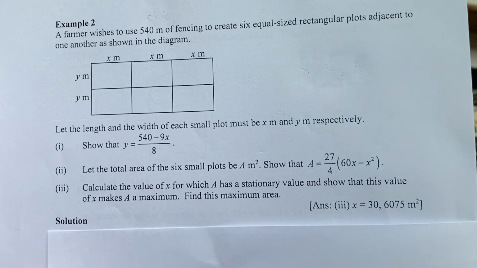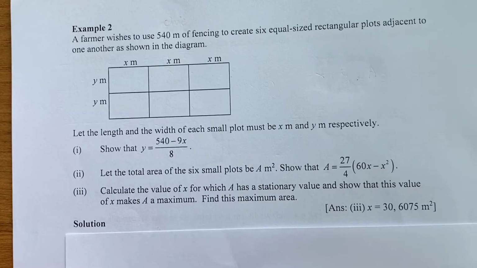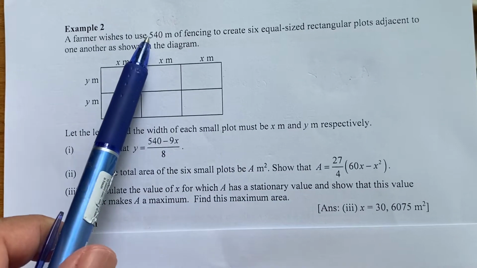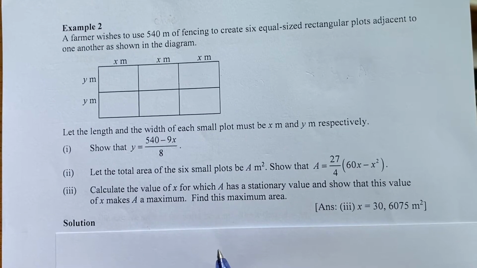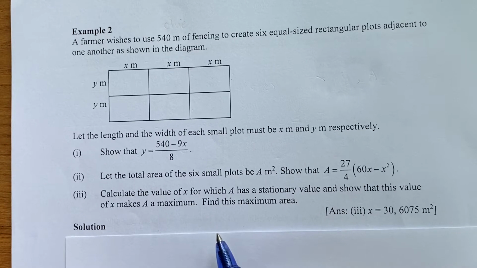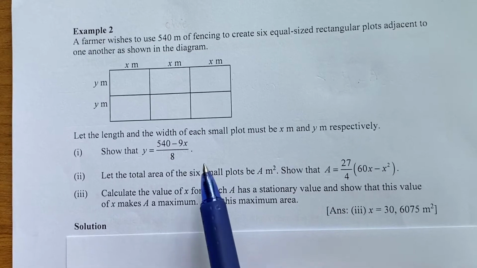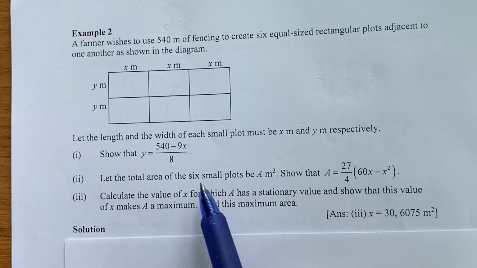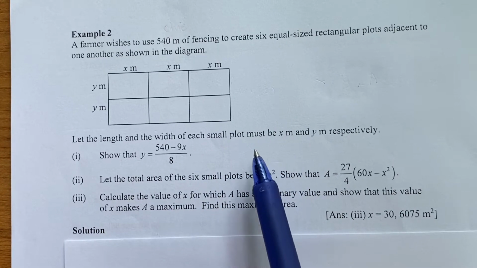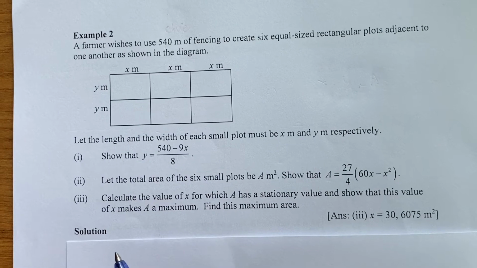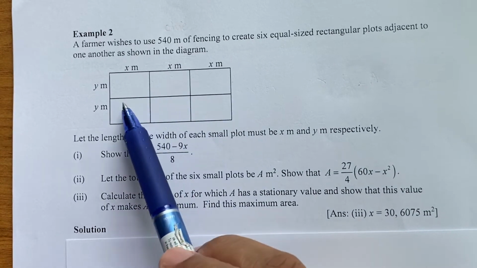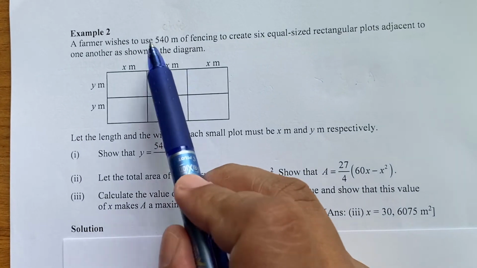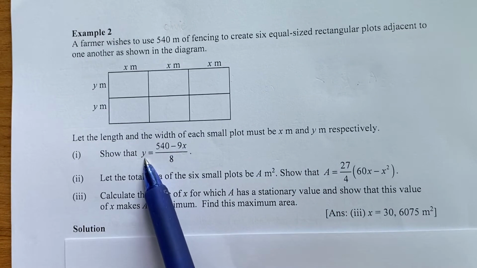Okay, welcome back. Now we're going to actually do example number 2. There's a farmer who wished to use 540 meters of fencing to create 6 equal sized rectangular plots adjacent to one another as shown here. Now if the length and the side of each plot is x and y, this is x, this is y, and the farmer wished to fence out 6 of these using only 540 meters. Now this is the condition, show that y must be this value.